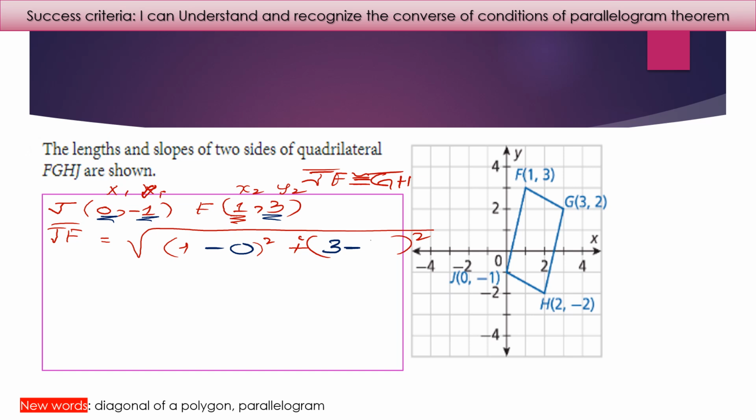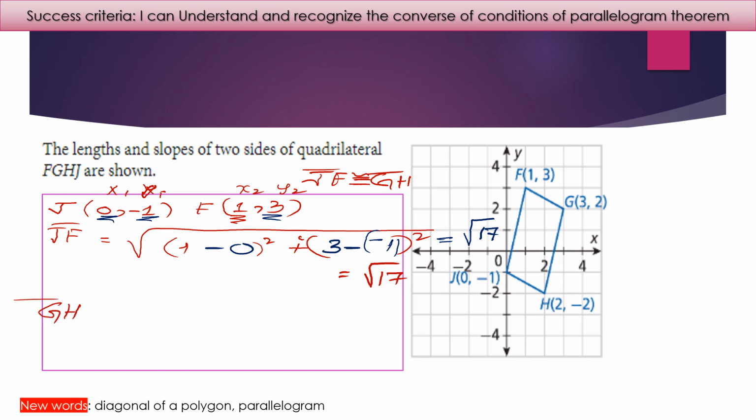So negative 1, so you can write like that, or negative, negative, positive. Okay, so now the answer is 1 minus 0 is 1, and 3 minus minus 1, 3 plus 1 is 4. So 4 square means 16 and 1 square means 1. 16 plus 1 is square root of 17. I write here square root of 17. Now I am going to find out the GH.